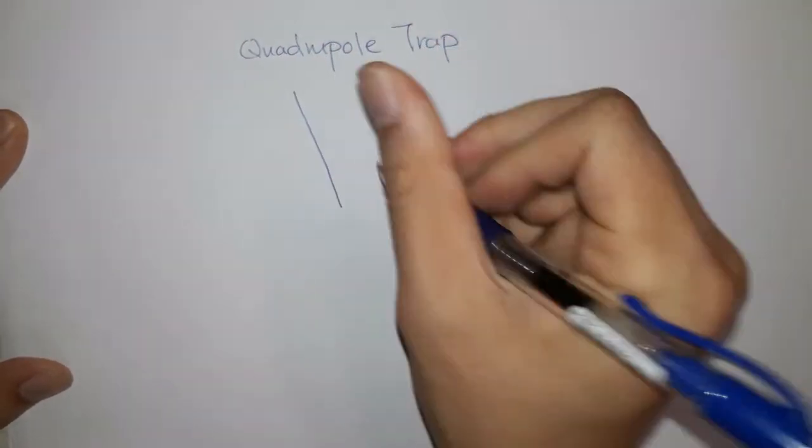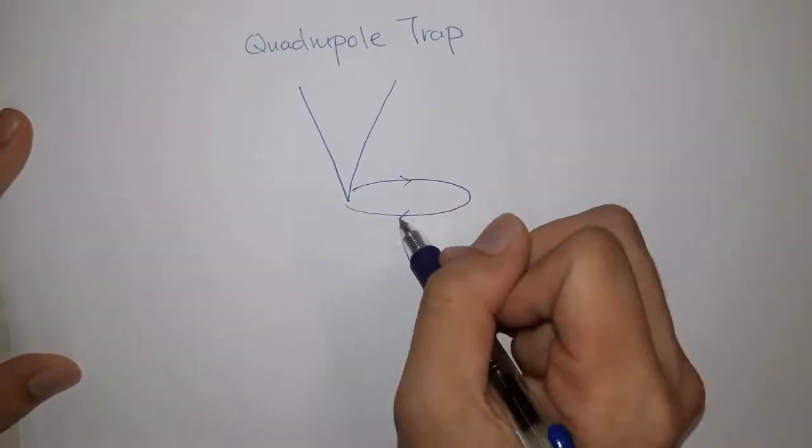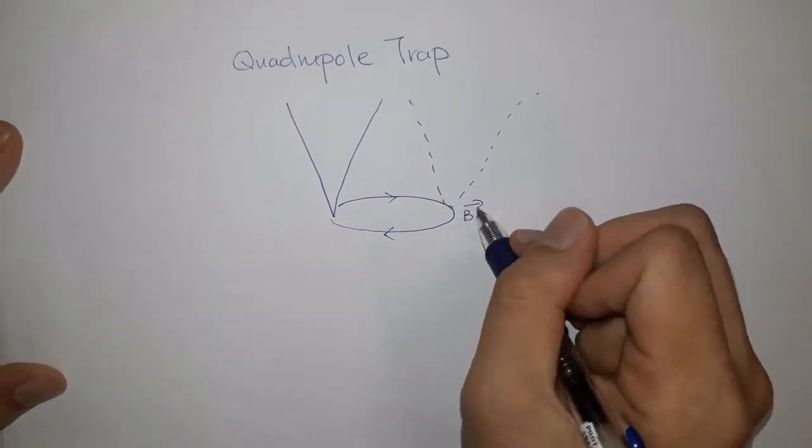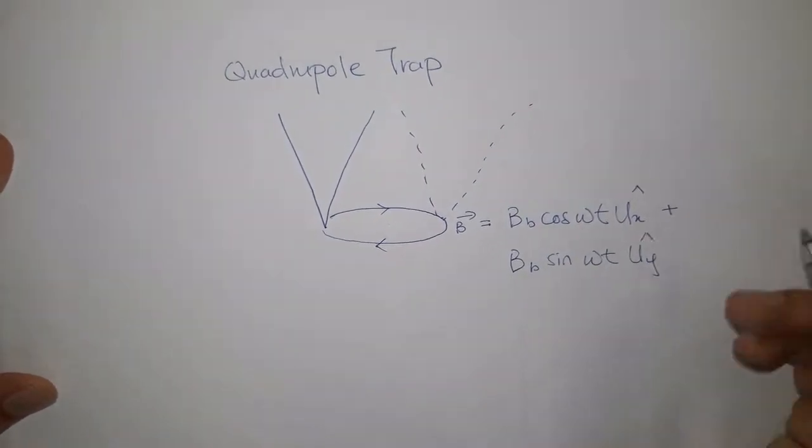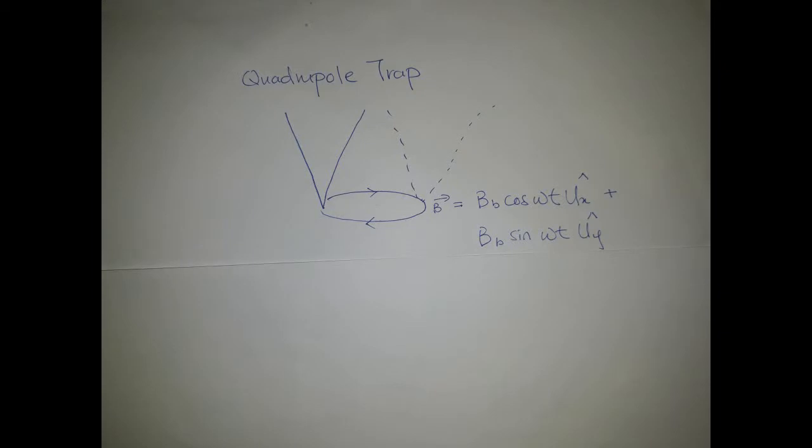But we can add a time-dependent rotating bias field on the actual plane. This will shift the minimum from the origin and actually will rotate in a circle. And this is what physicists actually did back then. They call this the time-averaged orbiting potential, aka TOP trap.